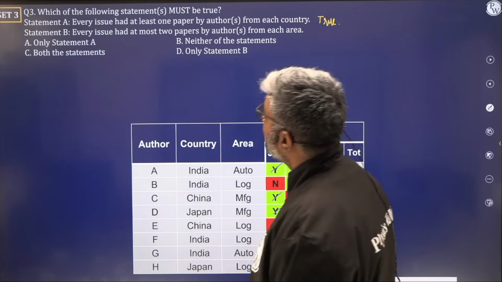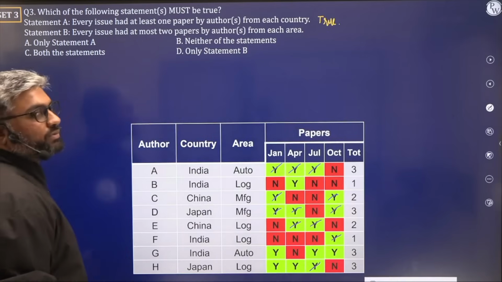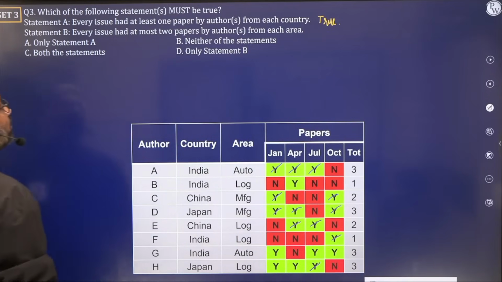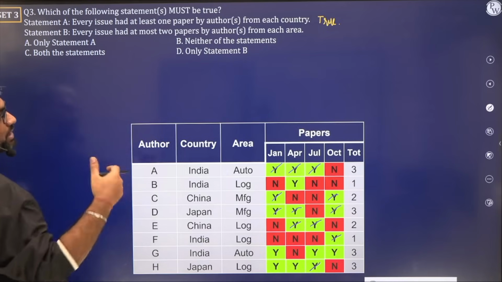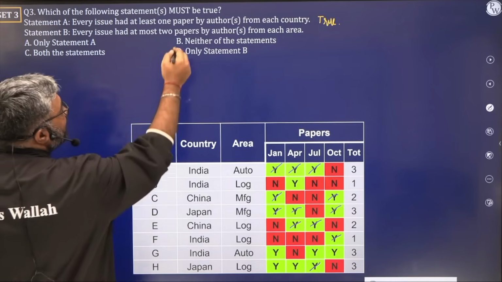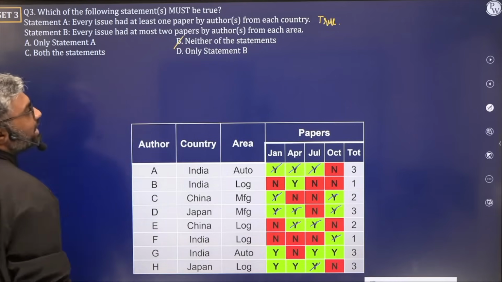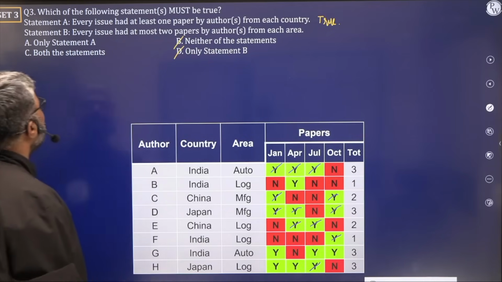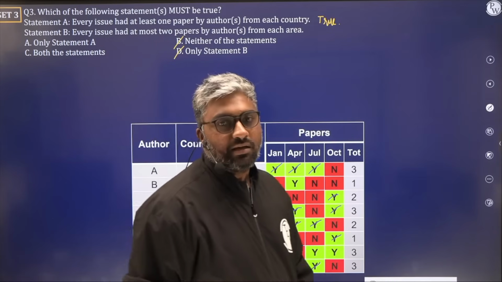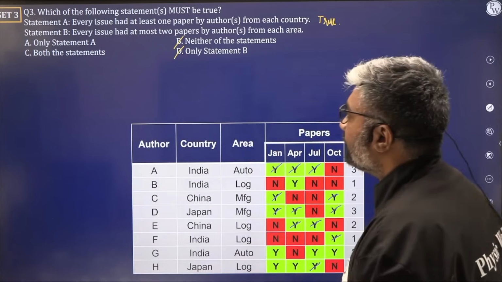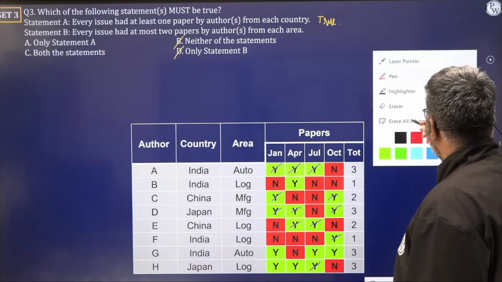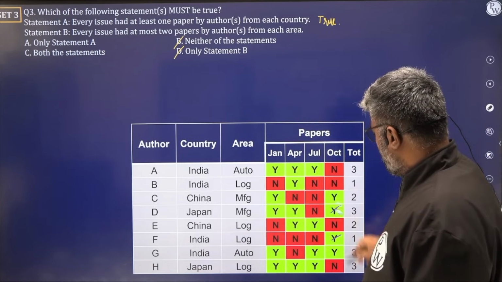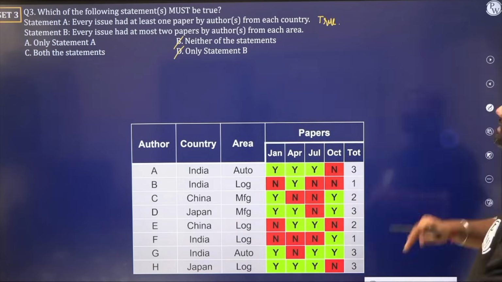Yes, we have at least one paper by authors from each country in each of the issues. Perfect. So anything that says option A could be false, let's eliminate that. A is true, so we can let go of option B, and D is also gone. Between A and C, now we have to judge whether the second statement is true or not. I'm going to erase this so that it doesn't cause a problem. Chalo. What's the second statement?